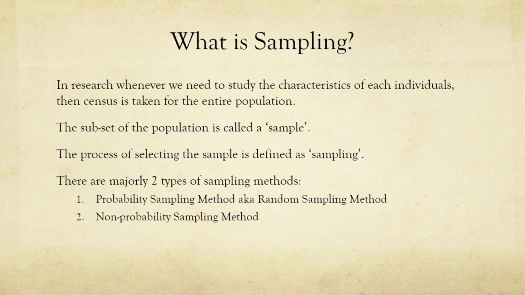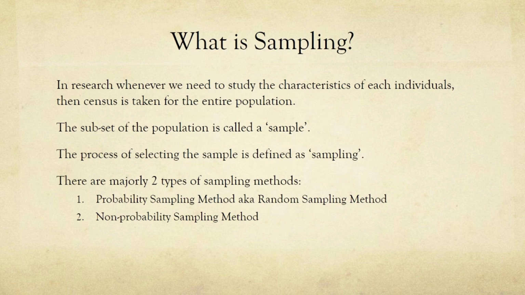You need to take into mind two things: a sample must always represent the entire population, and a sample must always be reliable. How do you say that the sample is reliable? We'll be talking more about it in the next few slides. First, let me tell you, there are different types of sampling methods. Two major types we'll be talking about. One is the probability sampling method, also known as the random sampling method. And the second is the non-probability sampling method.